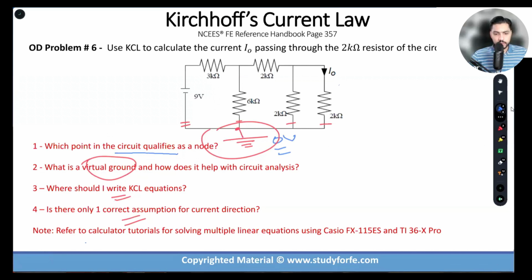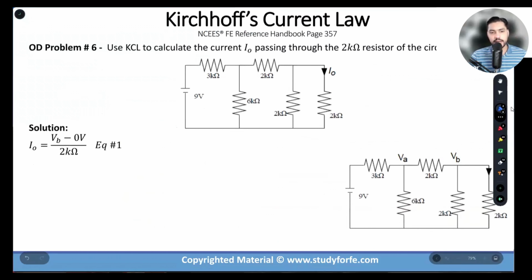So in my program, I have multiple calculator tutorials as well for FX115ES and TI36X Pro. I can give you guys a demo later on. And a system of linear equations you can easily solve. The math is not the key over here. It's the circuit setup. That is the key. So let's do the setup. Okay. How do we go about doing the setup?